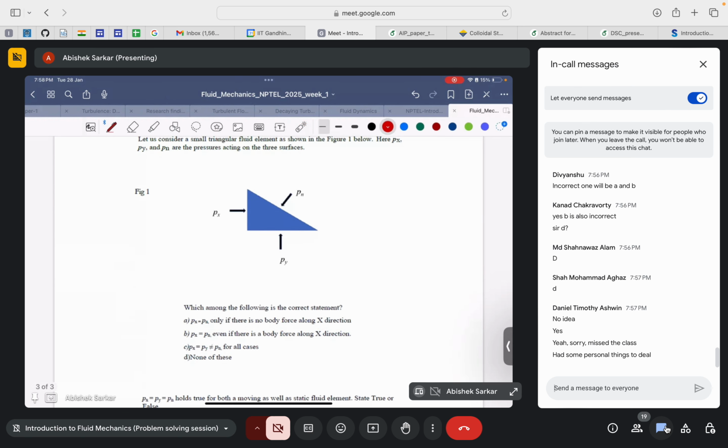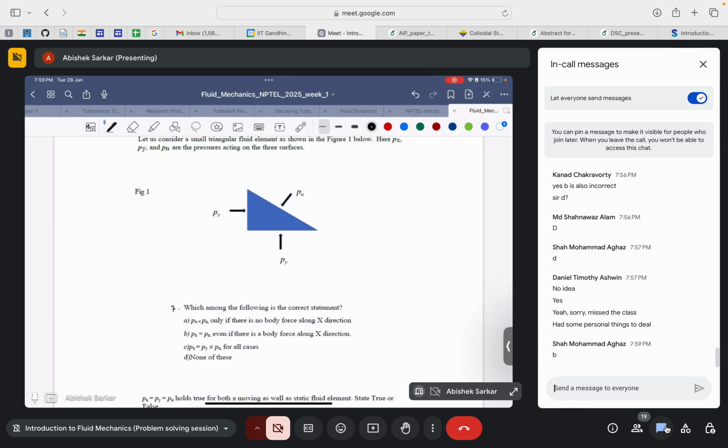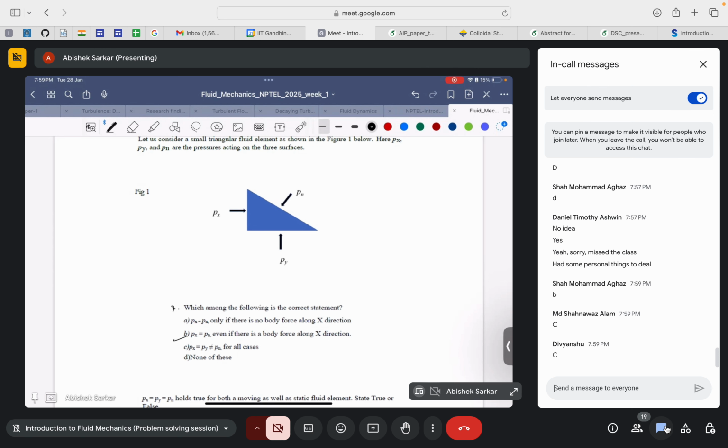So question number 7 is, which among the following is the correct statement? A, Px equal to Pn only if there is no body force along the x direction. B, Px equal to Pn even if there is a body force along the x direction. C, Px equal to Py not equal to Pn for all cases. And D. So can you tell which answer is correct? We just derived this. Shanawaz and Aghas, and Divyanshu says C.